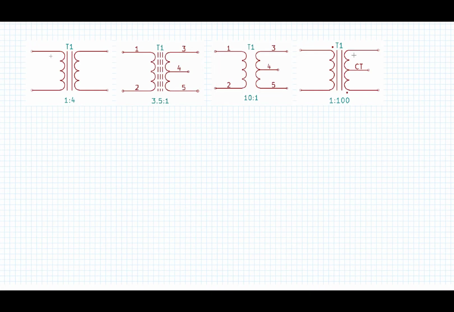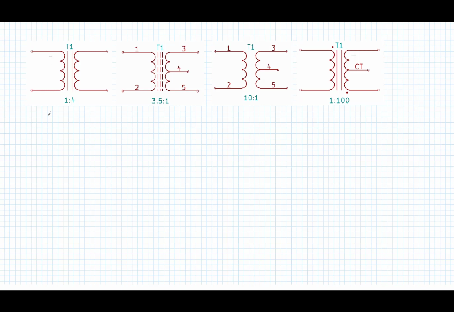I wanted to talk a little bit about transformers today. And today we'll start off by looking at some transformer schematic symbols, and we'll talk about the different parts of the symbols and just get familiar with how these things might look on a schematic.